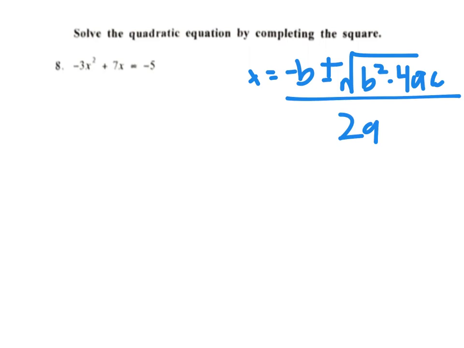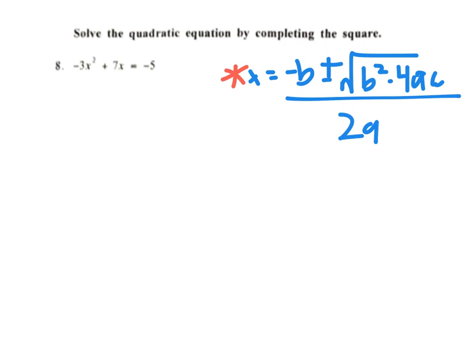But right now I'm going to talk about completing the square. There are only 2 problems on the test where you absolutely have to complete the square. So for the next 2, if you don't want to, go ahead and use this instead. All right, if I'm completing the square, I need to have x squared and x on the same side and my number that's all by itself on the other side. So this one's already set up for me.